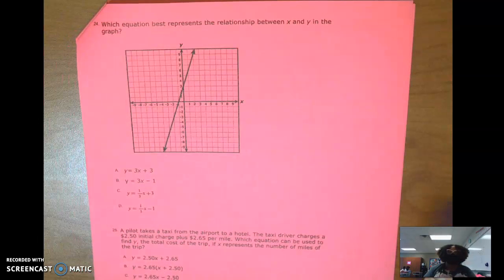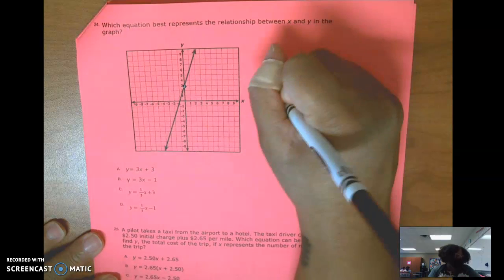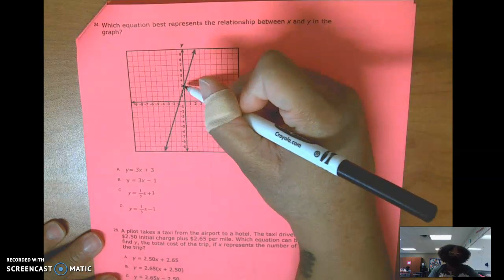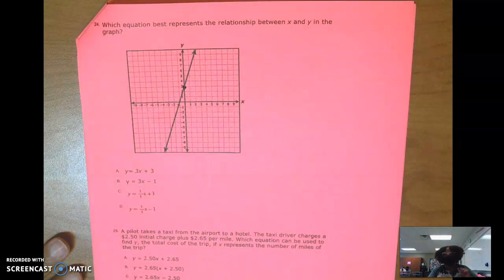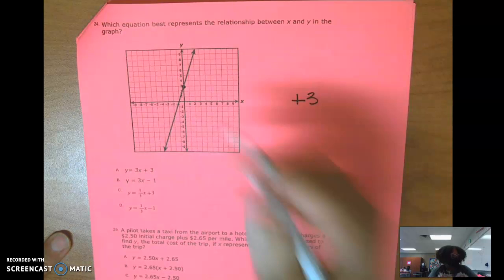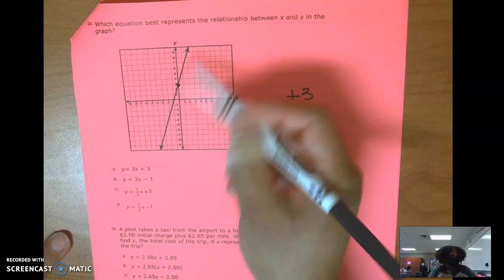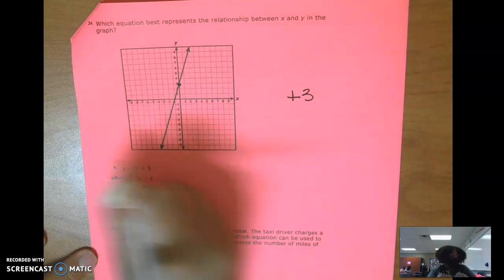Which equation best represents the relationship between x and y in the graph? Okay, this is where x is 0. So what am I adding or subtracting? What kind of 3 is this? Positive 3. So somewhere I need to be adding 3 because this is where my y-axis crosses my line. Which answers have plus 3? A and C. So get rid of B and D.